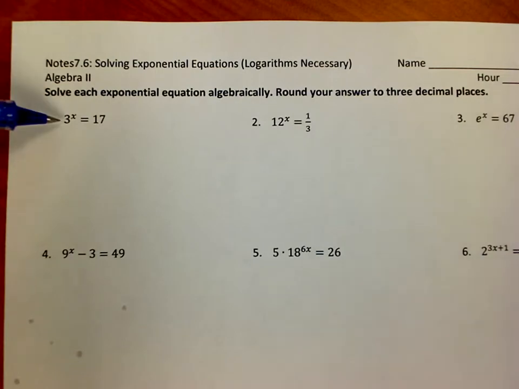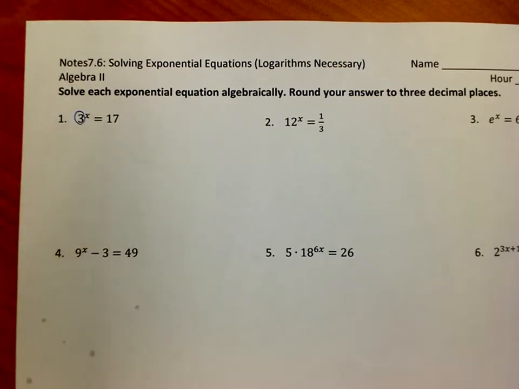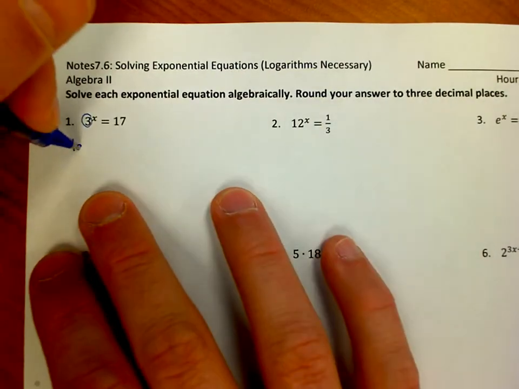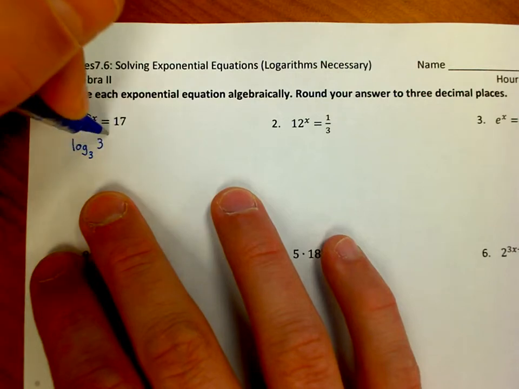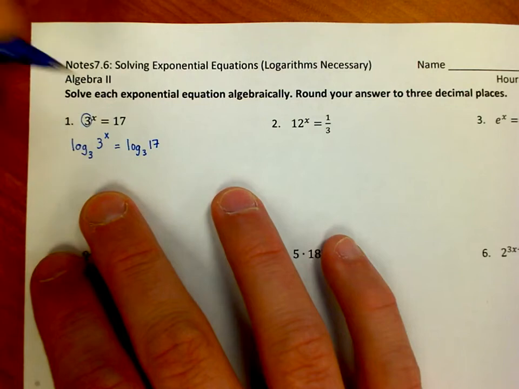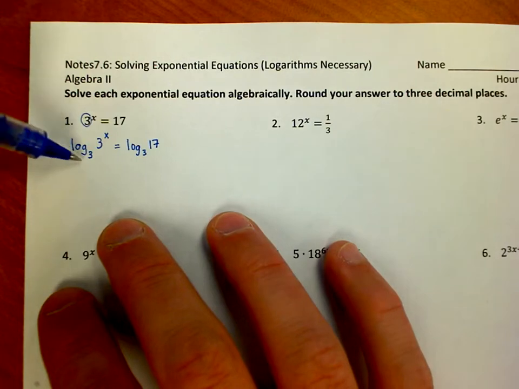I see here that the 3 is already by itself. That's a perfect situation. The base of this equation is 3, so I'm going to take the logarithm of both sides with base 3. I can do this as long as I do the same thing to both sides, being fair and equal. It's like adding 2 to both sides, or subtracting 4, or dividing both sides by 3. I can take log base 3 of both sides.